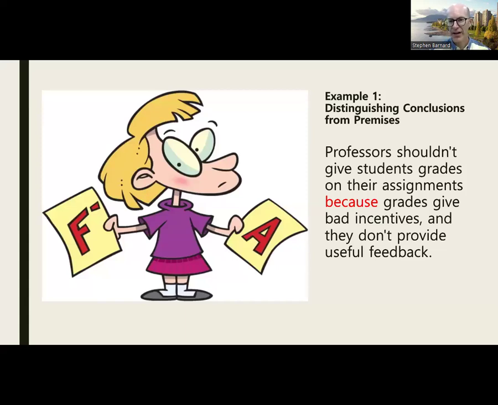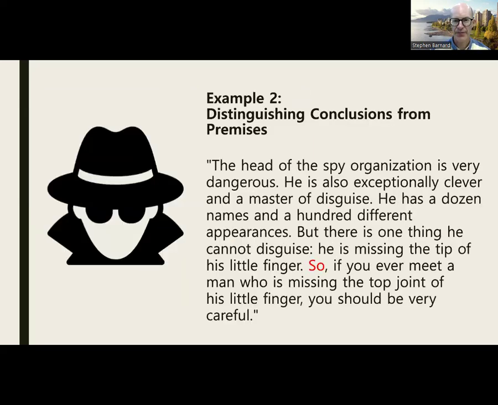For example, number one, professors shouldn't give students grades on their assignments because grades give bad incentives and they don't provide useful feedback. Okay, the person here is starting with their conclusion. Professors shouldn't give students grades on their assignments. That's the argument the person is giving. The premises, the reasons for their conclusions, come after in the second half of the argument. Grades give bad incentives, premise number one, and they don't provide useful feedback. That would be premise number two.